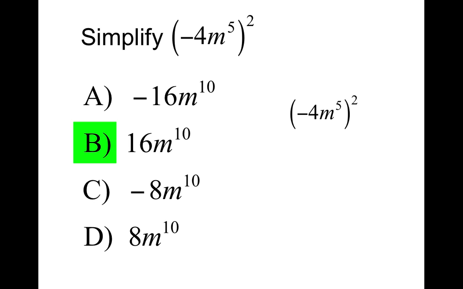If you missed this one, I expect that you just didn't think about the fact that when we multiply two negative numbers together, the product is positive. Negative 4 times negative 4 is positive 16. And then of course m to the fifth times m to the fifth is m to the 10th.